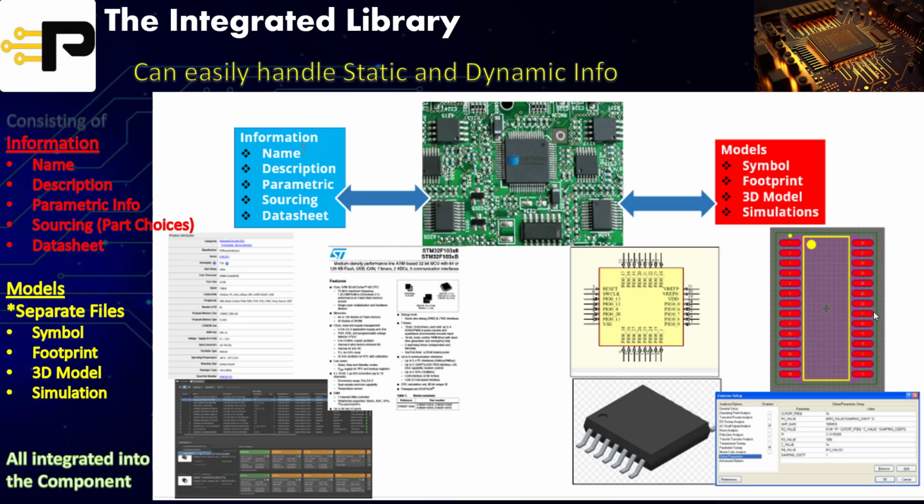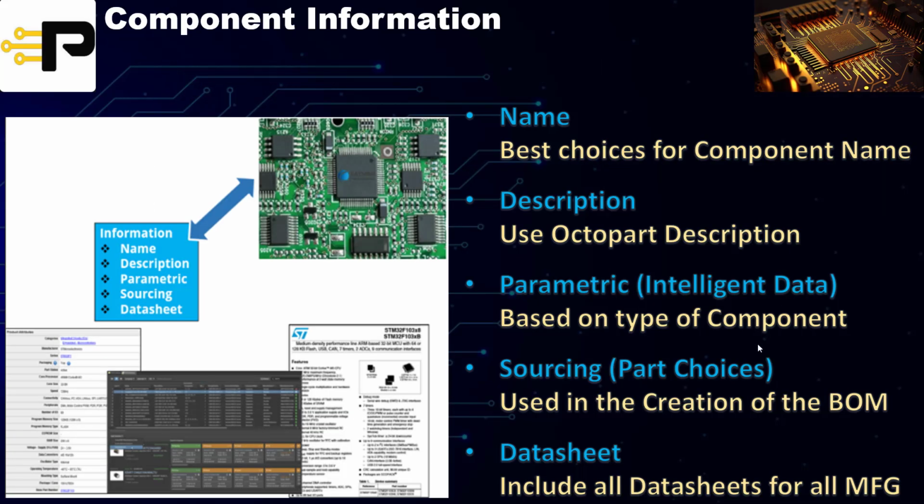So a component is broken down into 2 main parts, 2 areas. First off is your information side. In the information side, you'll have your name and description. You'll have parametric intelligent data that will be a part of that component. You'll also have sourcing or part choices that will be attached.